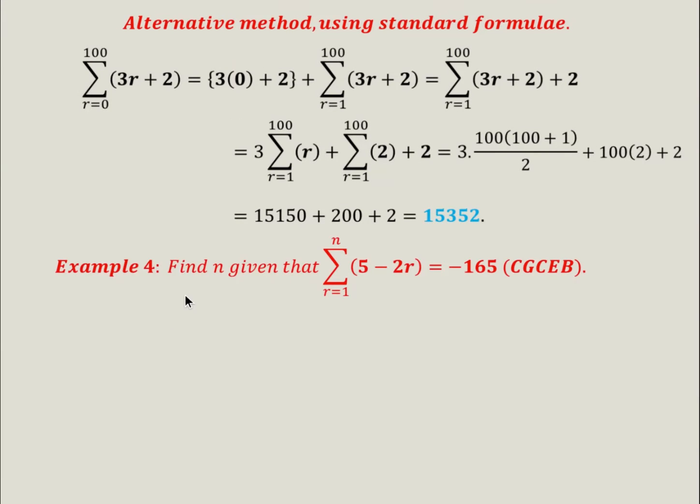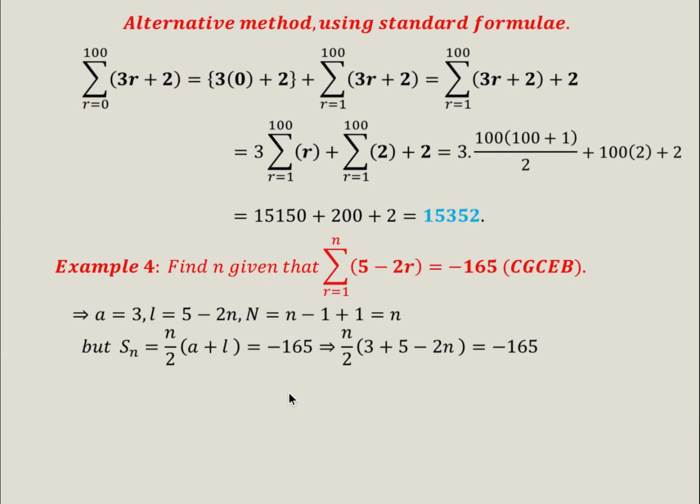In our next example, the question says find n, given that summation from r equals 1 to n of 5 minus 2r equals negative 165. This is a GC equation. The first thing would be to write the first term, the last term, and then the number of terms. The first term occurs when r equals 1, which gives 3. The last term would be when r equals n, and when you substitute n in the summand, you have 5 minus 2n, which gives the last term. And the number of terms again is upper limit minus lower limit plus 1. So we have n minus 1 plus 1, which gives n as the number of terms.